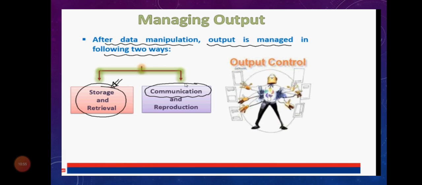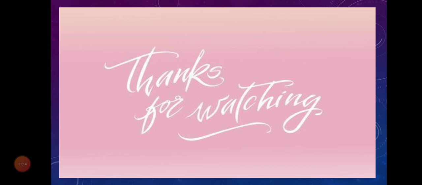Communication and reproduction. Communication, the process of transferring data from one location to another, is called data communication. The data may be transferred to different locations for further processing.